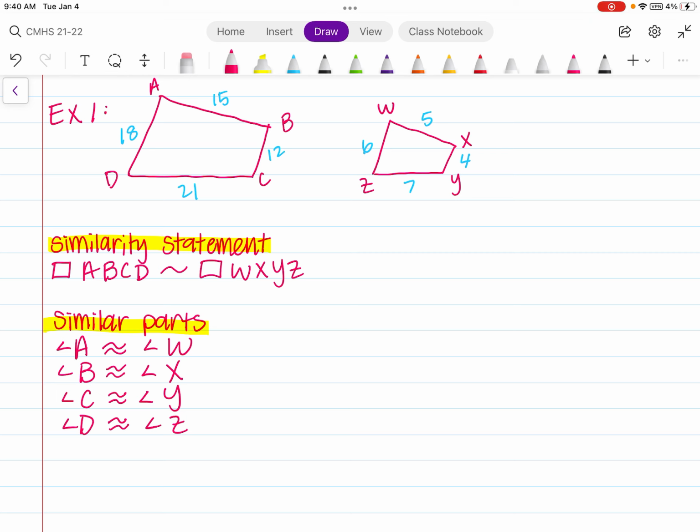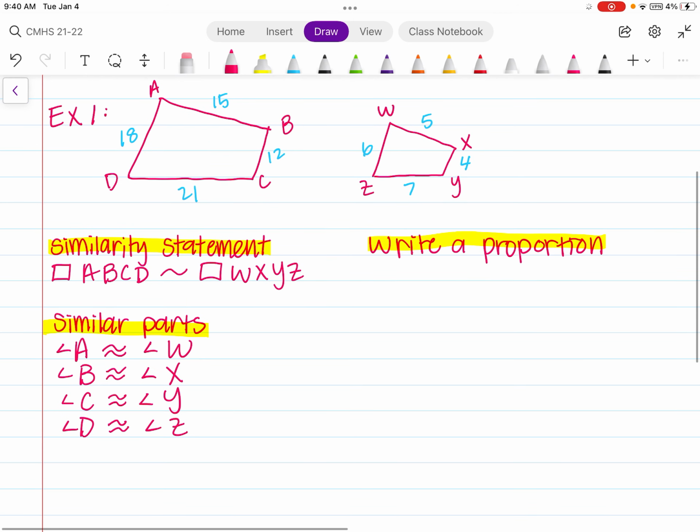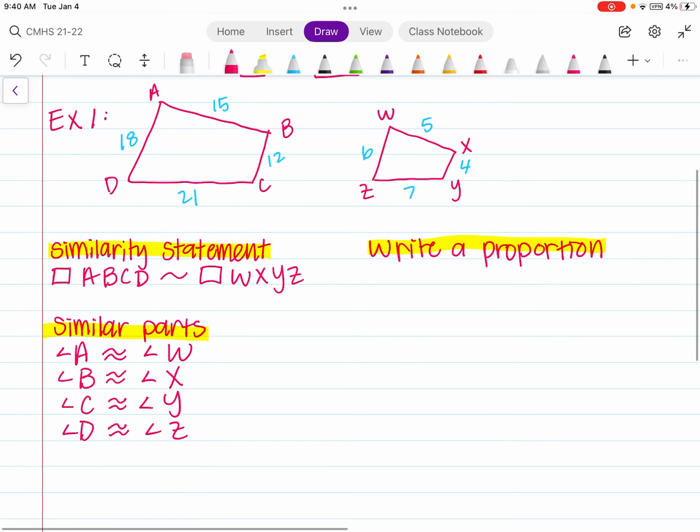All right, we have two more things. If they ask you to write a proportion, we can do that as well. If you'll remember from our notes the other day, a proportion is ratios, you set fractions equal, okay? So basically, we're going to look at the sides. Over here on the left, we talked about the angles. Now we're going to talk about the sides.